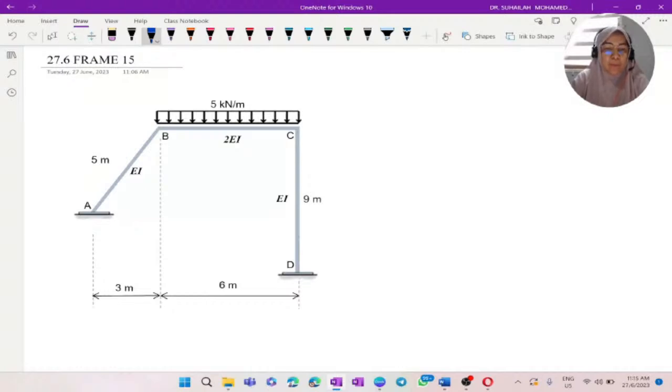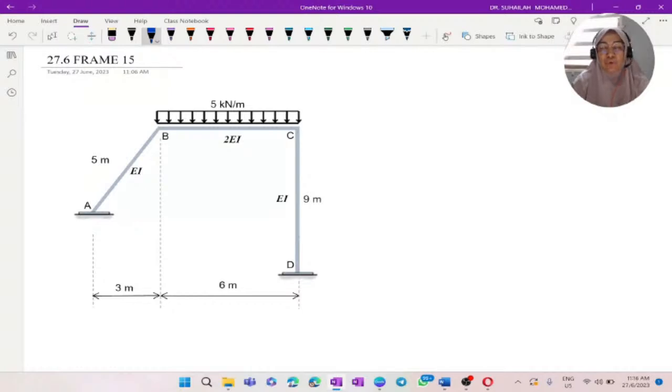So this frame, as shown on the screen, is a sidesway frame because the frame is unsymmetrical due to geometry. When we look at the column, AB is an inclined column. So due to the geometry of the frame, this frame is unsymmetrical.